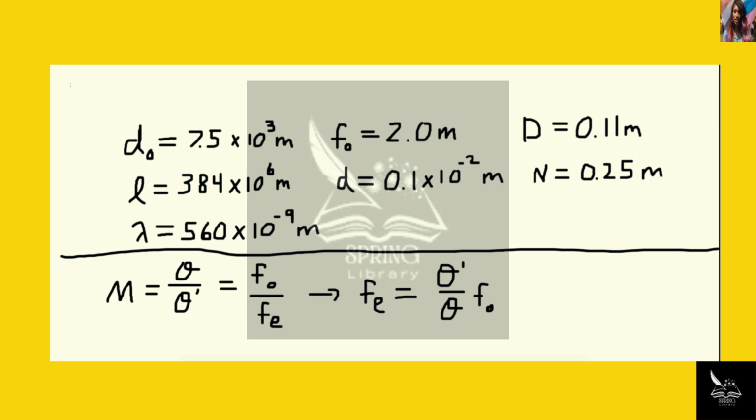Now we can write the expression for the ratio of minimum resolved distance, d, and the near point of the eye, n. So we know that theta prime is equal to d, which we know, divided by n, which we also know. We can also write the expression for the ratio of the object on the moon, d naught, and the distance to the moon, L. So theta is equal to d naught over L.